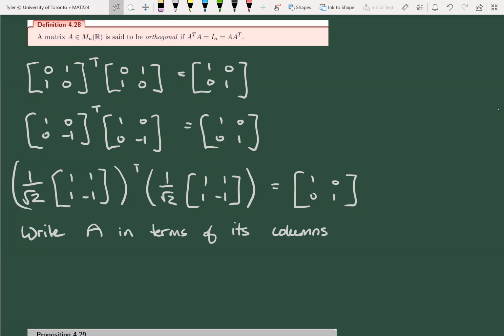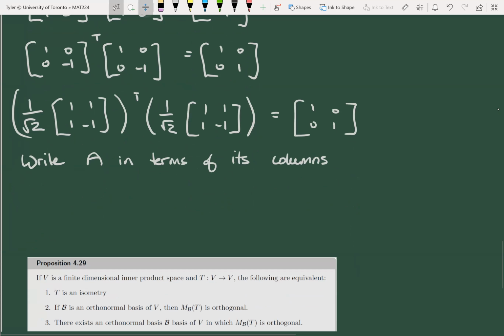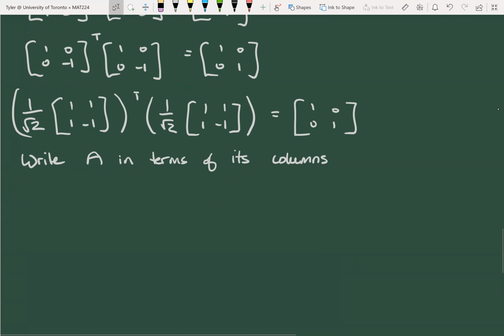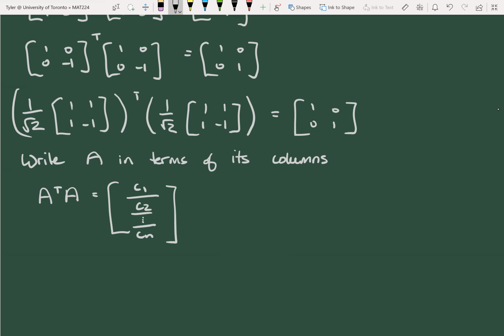You might not remember, but when you first defined matrix multiplication, you defined it as the dot product of the rows of the matrix on the left and the columns of the matrix on the right, right? So when I write out A transpose A, I've written the columns of A, but when I take the transpose, the columns of A become the rows of A, right? And then I'm going to take a bunch of dot products.